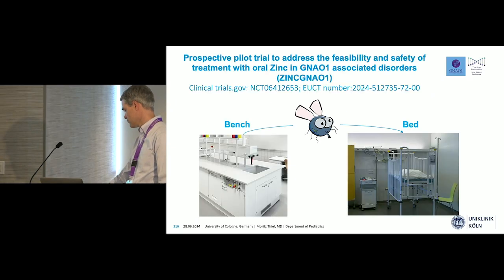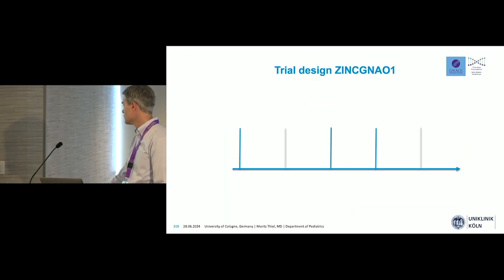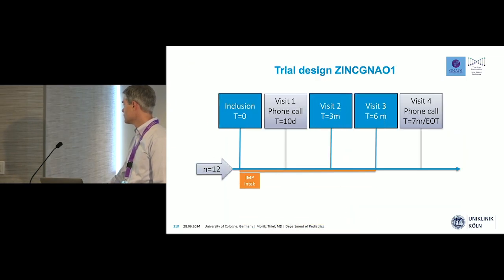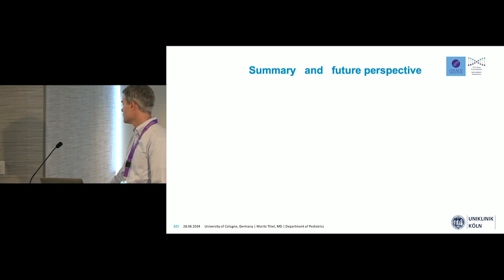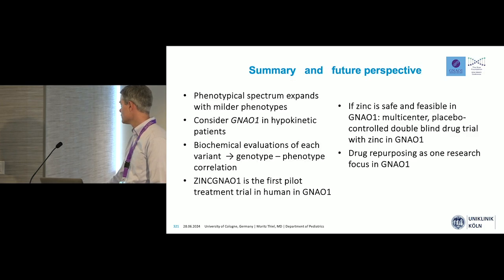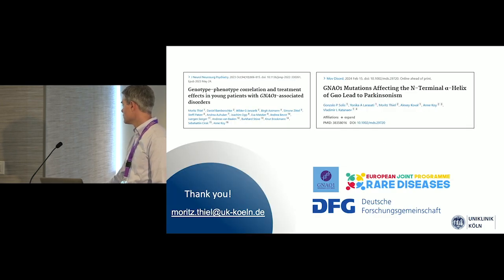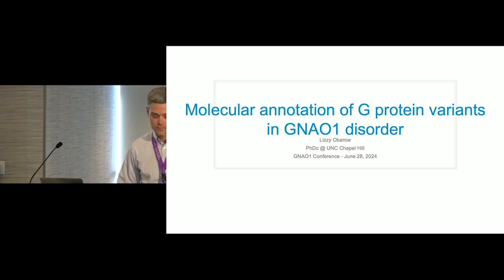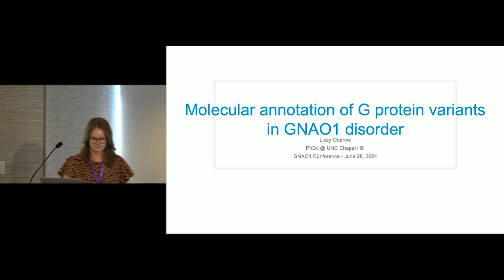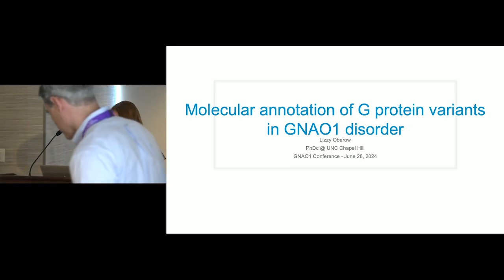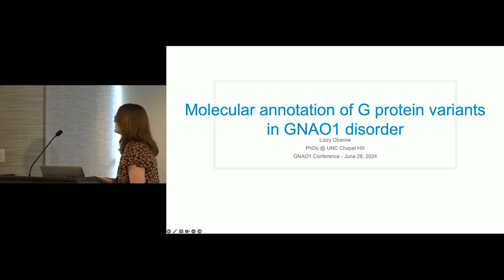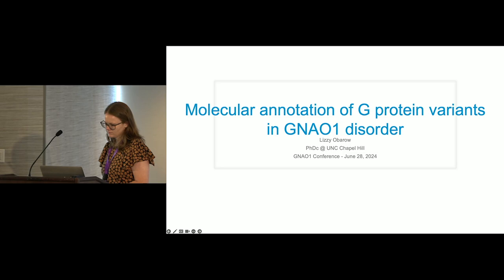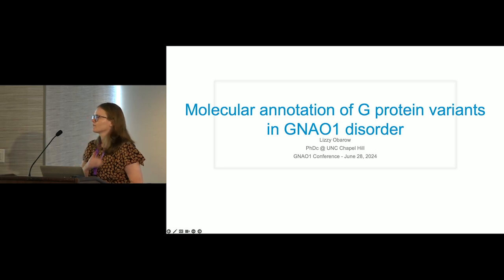Right, our next speaker is Lizzy Obarow. She is representing Henrik Dolman's lab. She is a PhD student. And for those of you who don't know, Henrik Dolman's lab mutated a lot of G alpha proteins, including orthologous GO, about 20 years before some of those mutations became clinical isolates. So we're dealing with a very, very long history here.